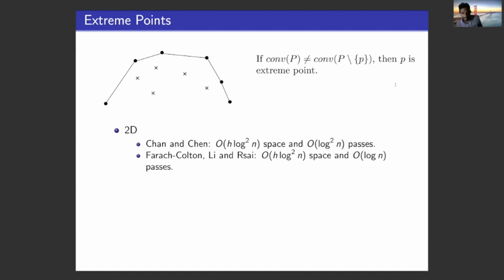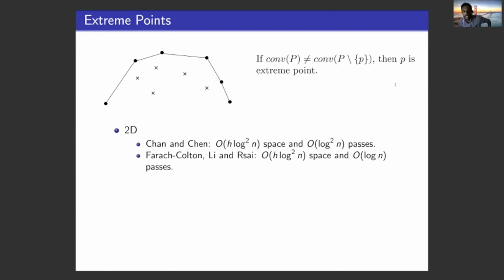In general, in a d-dimensional space, the formal definition is on the right. You compute the convex hull of your input set P, and then you pick a point p in that input, remove it, and then again compute the convex hull on the remaining points. If the convex hull changes, then p is an extreme point. So there is some facet on which p lies. It turns out that in 2D and 3D, the number of extreme points and the number of facets are proportional to each other, but it's no longer true beyond 3 dimensions.